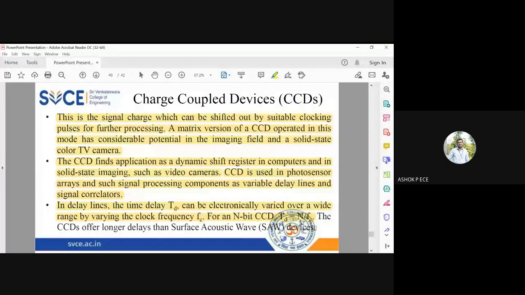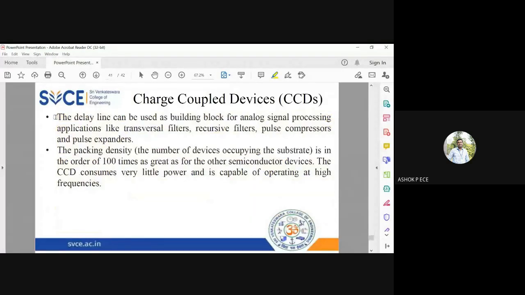CCDs offer longer delays compared to surface acoustic wave devices. The delay line can be used as a building block for analog signal processing applications like transversal filters, recursive filters, pulse compressors, and pulse expanders. So these are the several applications of CCDs you have.